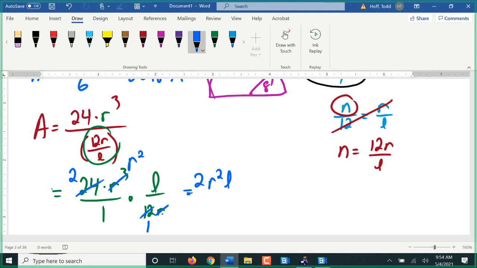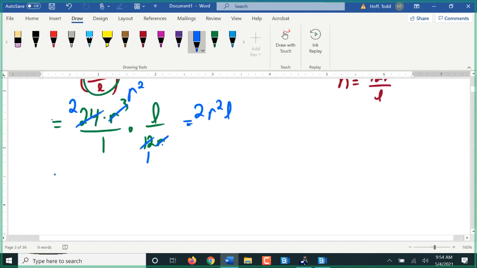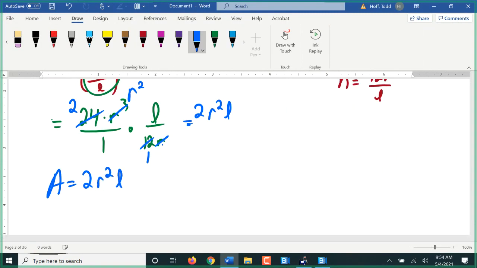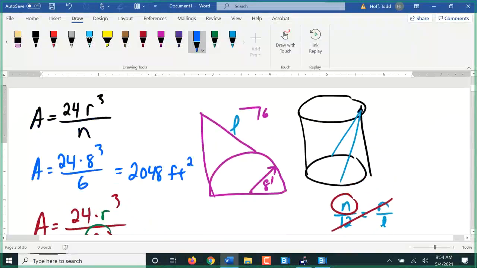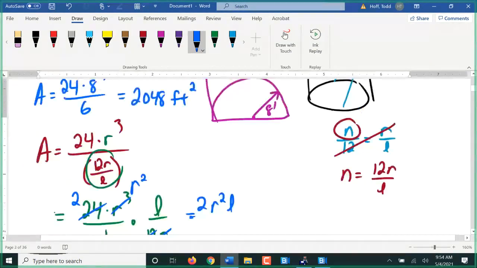Actually, it's 2 pi, but anyway. Well, we end up dividing that regular lateral area by in order to reduce this down so that we can find that section of that lateral area. So the area could be thought of as 2 times the radius squared times the length of the ridge, instead of using this formula here.